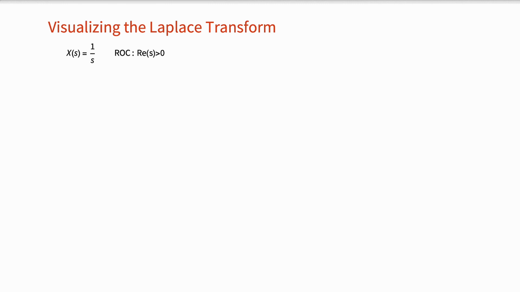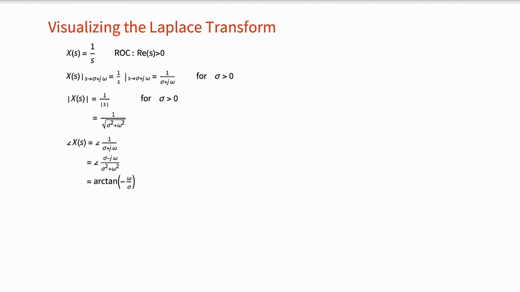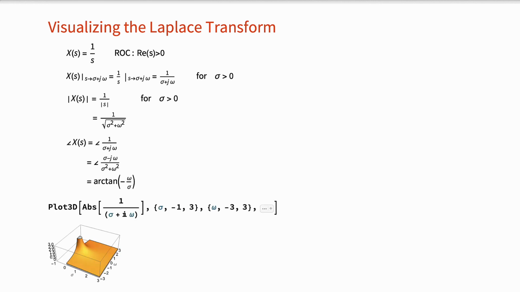Since s is a complex variable, we can write it as sigma plus j omega and rewrite X of s, the Laplace transform, in terms of sigma and omega. The magnitude of the Laplace transform, therefore, will be 1 over absolute value of s, which is equal to the expression shown here. And the phase is the angle of the complex term, which can be simplified further and expressed in terms of arctan. If we plot the magnitude of the Laplace transform, we can see how it changes in terms of omega and sigma.